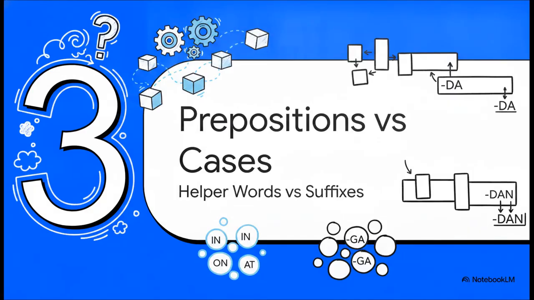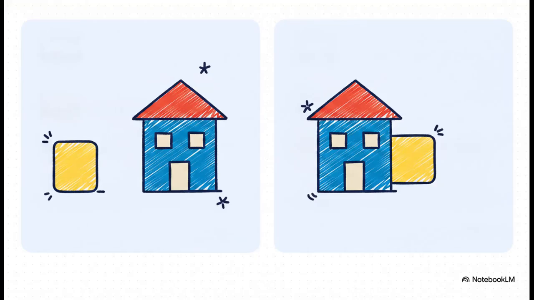Which brings us to Section 3, Prepositions versus Cases. Now that we know the architecture, how do we actually map English's independent helper words against Uzbek's glued-on suffixes, the ones formally known as cases, or kelishiklar, in Uzbek? Look at the mechanics of direction here. In English, the preposition to sits completely independently, right before the destination noun, to Moscow. But in Uzbek, that direction is handled by the dative case suffix, ga, and it's glued right onto the end of the word, creating Moskvaga. The concept is identical, right? But the structural delivery is completely flipped.